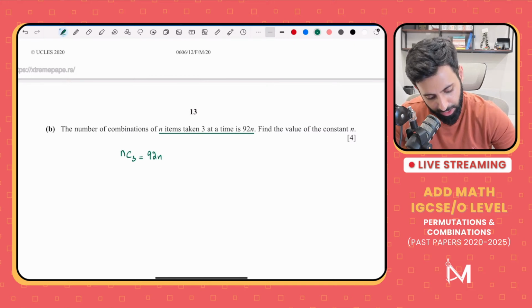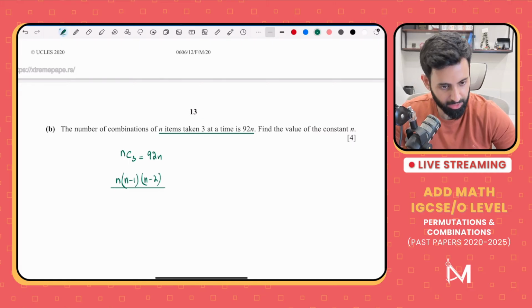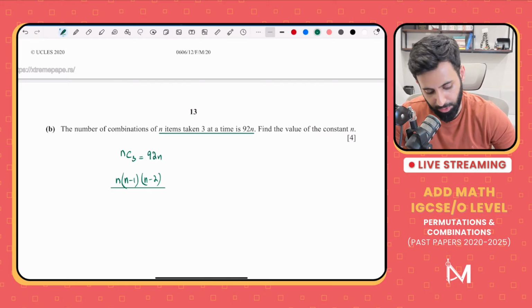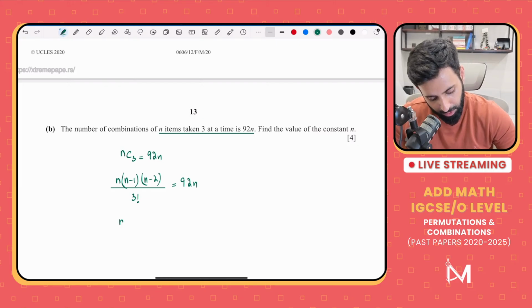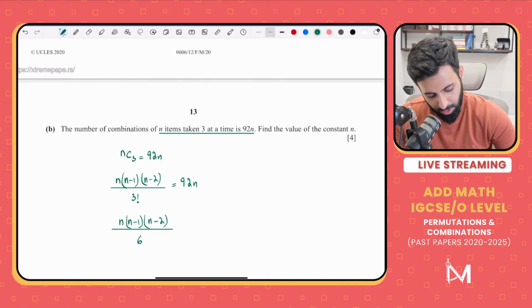Now, how would you open up nC3? nC3 would be n into n minus 1 into n minus 2. Remember, 3 numbers in the numerator starting from n, and every following number would be 1 less than n. And in the denominator, you've got to have 3 factorial, which is equal to 92n. Now, let's write this nicely. n into n minus 1 into n minus 2, over 3 factorial, which means 3 times 2 times 1, which is equal to 6, is equal to 92n.